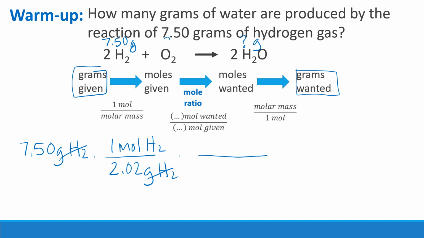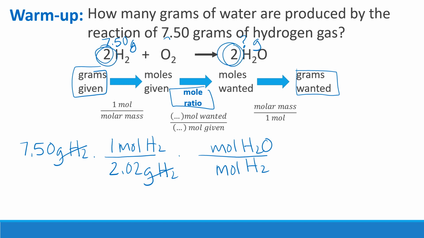Now that I have moles of hydrogen, I can use the mole ratio to convert to moles of what I want. So moles of hydrogen go in the denominator, and moles of what I want, H2O, go in the numerator. And in the balanced equation, it's a 2 to 2 ratio. So that's what I put in front. For the mole ratio, that's the only time I have to look at the balanced equation.